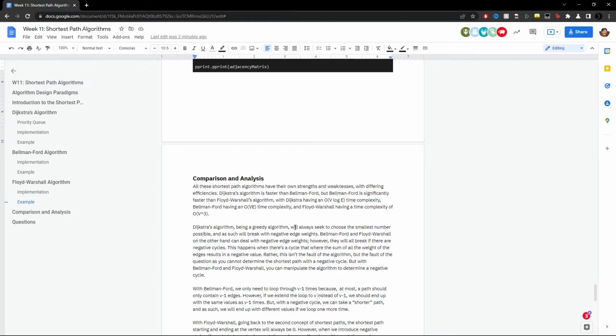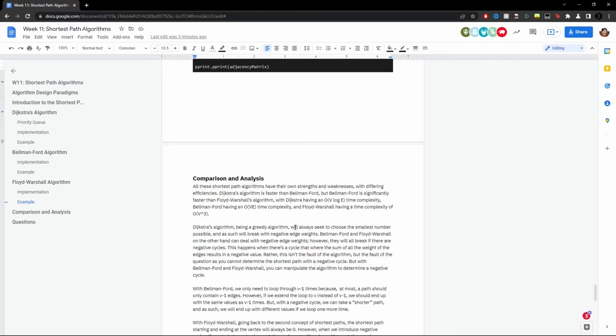Now, Dijkstra's algorithm, being a greedy algorithm, will always seek to choose the smallest number possible, and as such, will break with negative edge weights. So you can't have any edges that have a negative weight. All right. Now, Bellman-Ford and Floyd-Warshall, on the other hand, can deal with negative edge weights.